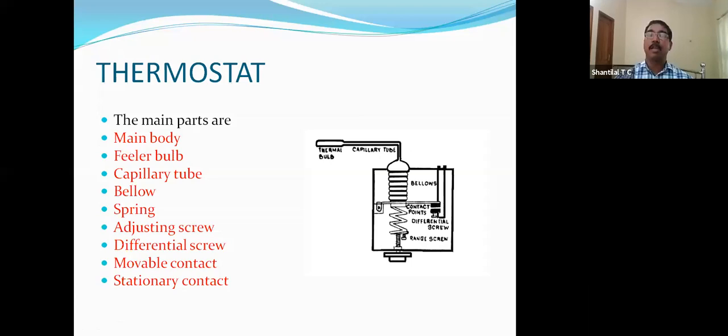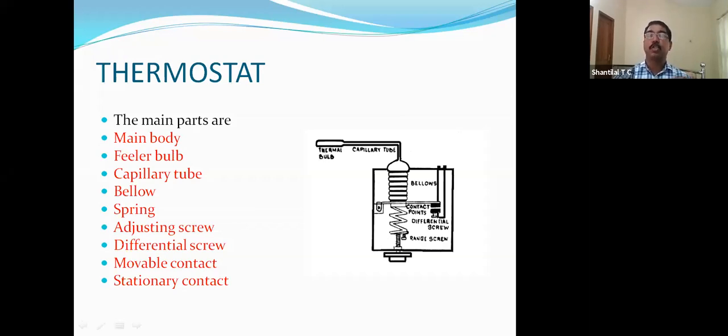In commercial systems, like air conditioning plants and cold storage plants, these contact points are connected in series to the solenoid valve. There, a solenoid valve is also there. That solenoid valve is fixed on the liquid line. Okay. So when the particular temperature, suppose minus 10 degree, is reached, sufficient temperature is reached.